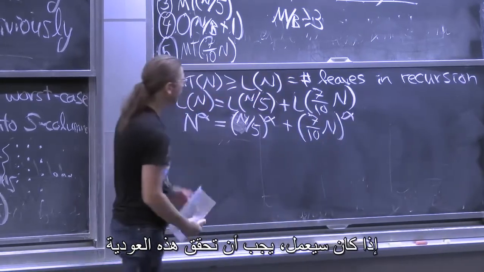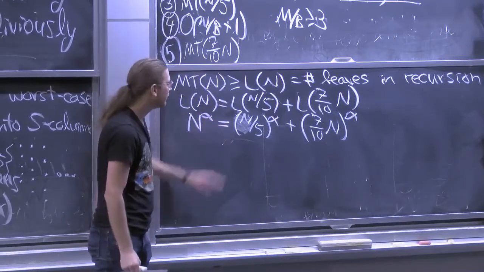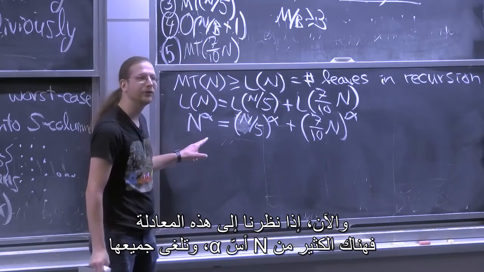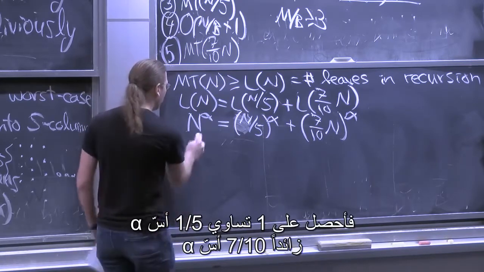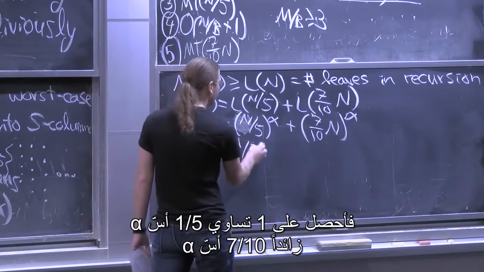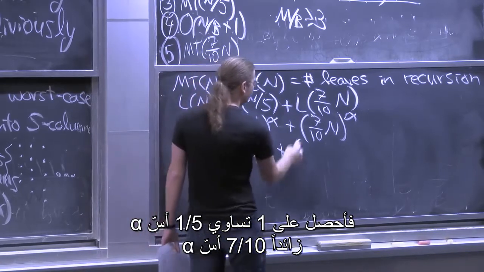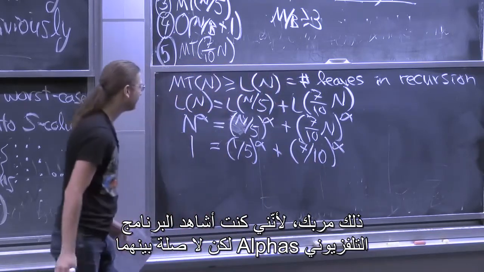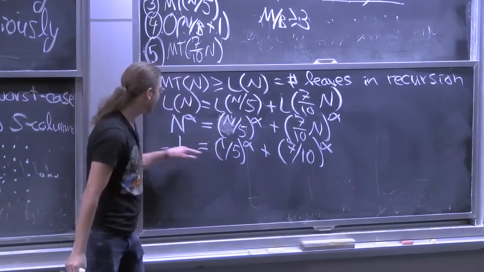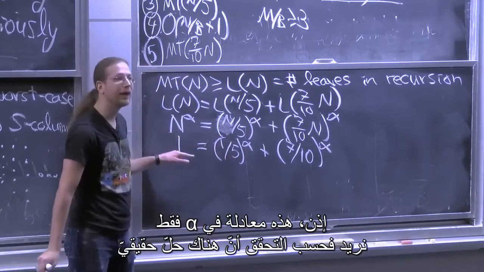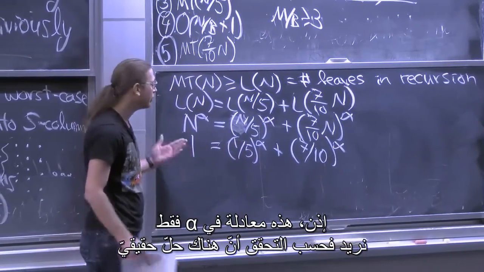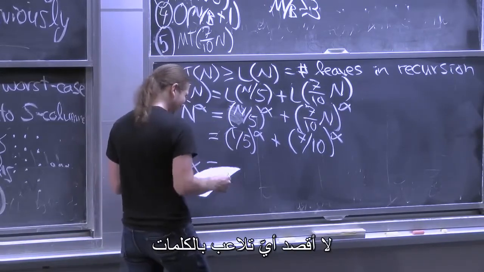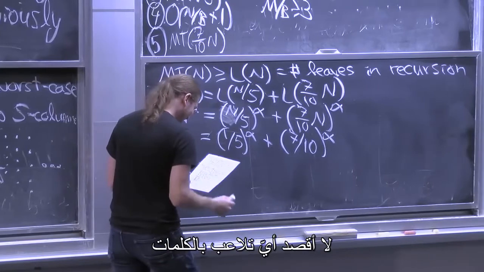If it's going to work, this recurrence should be satisfied. Okay, and now if you look at this equation, there's a lot of n to the alphas, and they all cancel. So I get 1 equals 1/5 to the alpha plus 7/10 to the alpha. It's confusing because I was just watching the TV show Alphas, but no relation. So this is now something purely in terms of alpha. You just need to check that there is a real solution. There is one. You just plug it into Wolfram Alpha or something. Nope, no pun intended. Wow, they're just coming out today.